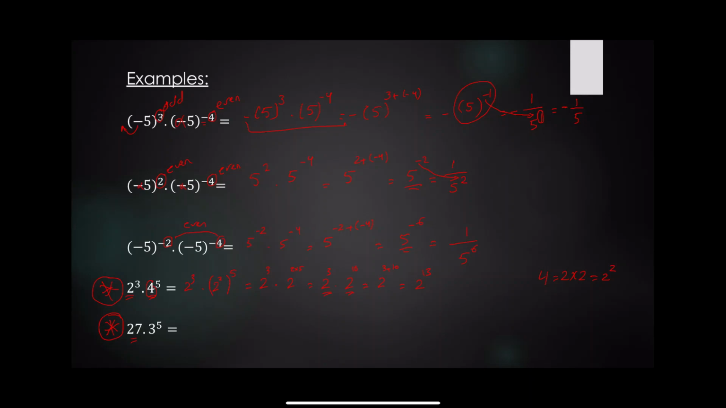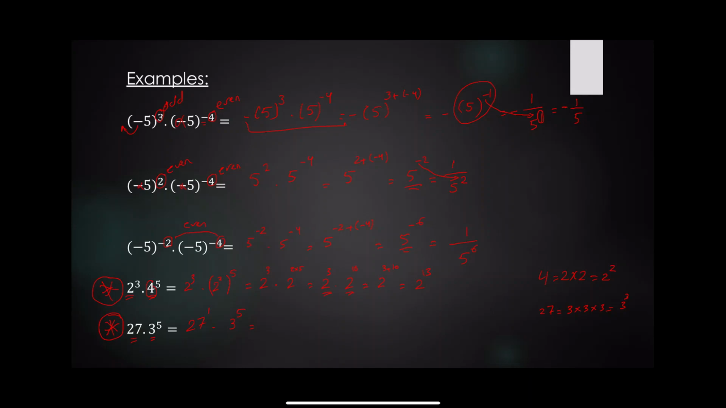27 times 3 to the power 5. First of all, if a number is written without any power, it means the power is equal to 1. So it's as if we have 27 to the power 1 times 3 to the power 5. Can we write 27 in terms of 3? Let's try. 27 actually is 3 times 3 times 3, which is 3 to the power 3.